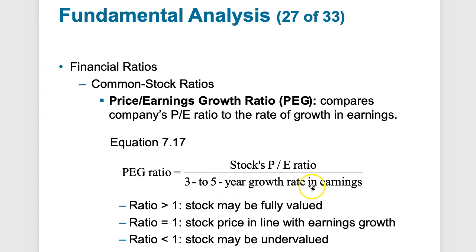Now remember, when I say the growth rate, we're typically taking the growth rate percentage, maybe it's 10%, and we multiply it by 100 to get a whole number to make the PEG ratio work. Because if we divide by a percentage, we're going to get a distorted number according to the scale down here.